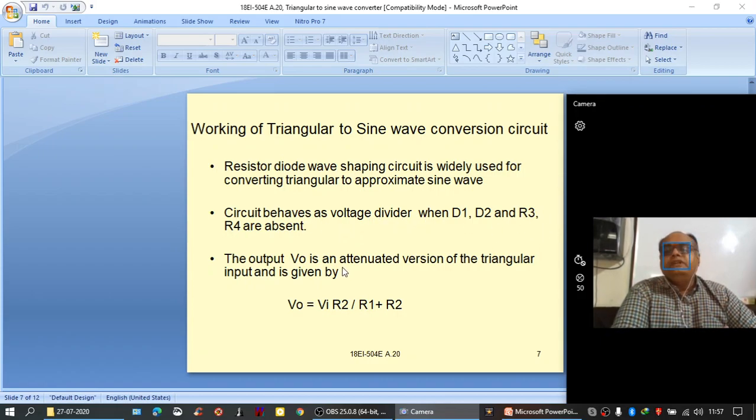It acts as a voltage divider. The output V0 is an attenuated version of the triangular wave input and is given by the expression V0 is equal to Vi divided by R1 plus R2, into R2.